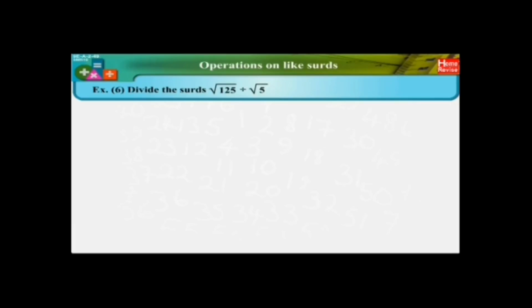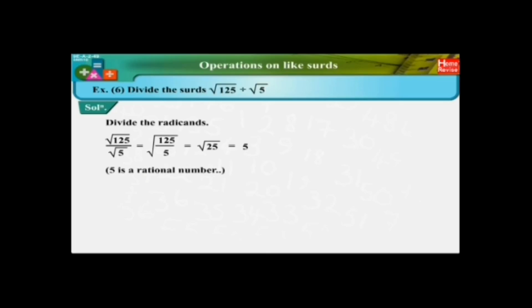Divide the surds root 125 and root 5. Divide the radicands. So it will be root 125 upon root 5, which is equal to under root of 125 upon 5, which is equal to root 25, which is equal to 5. 5 is a rational number.